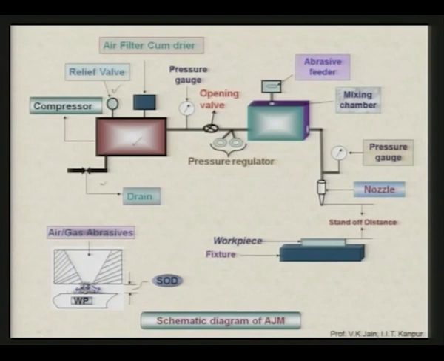Then drainage is connected to this reservoir, and there is another very important element, the air filter cum dryer. The air which is going ahead should be filtered and dried. If it is not dried, then you will not get good performance in the abrasive jet machining process. And here is the pressure gauge, with the help of which you can find out the pressure inside the reservoir, and there is an opening valve and a pressure regulator, and here in this case you can see there is an abrasive feeder.